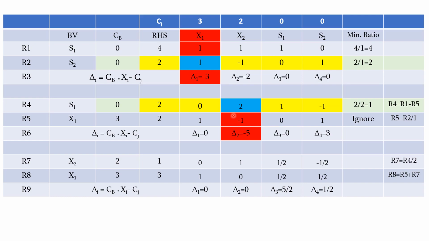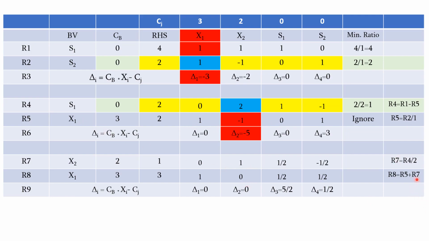So look at the pivotal row. You should not see this, because the updated value of R4 is R7. You have to see this. Here 1 is there, here minus 1 is there. How to make this as 0? Add these two, so you will get 0 here. So R8 is equal to R5 plus R7.